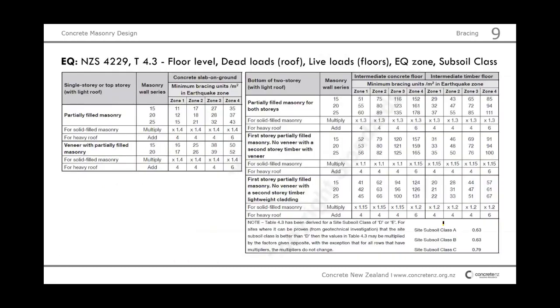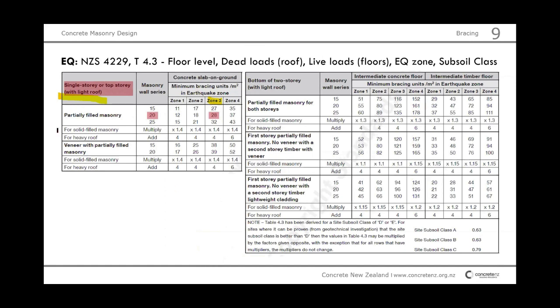Now we go into this table which holds a lot of information. Again, this is only an extract. This table 4.3 is much larger, has single stories, 2 stories without attic. But this one will do. Again, we look into the table and identify, aha, this is our building with light roof. So we are building in Wellington, zone 3. We have 20 series walls. That's 28 bracing units per square meter so far.